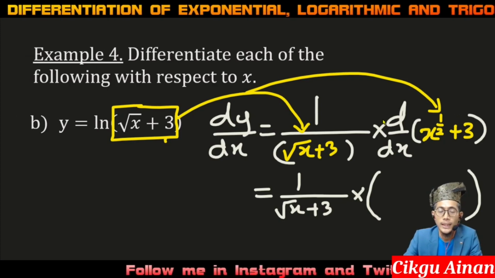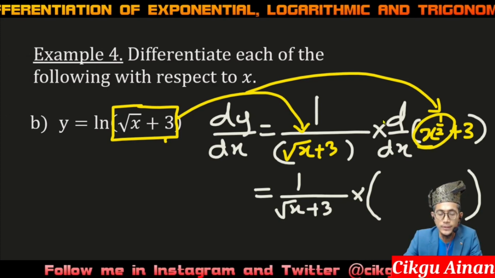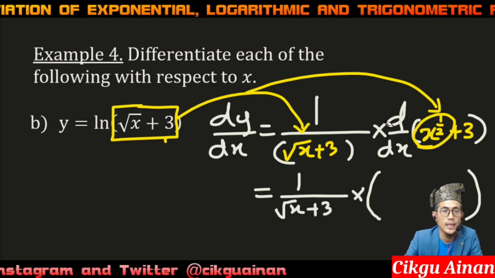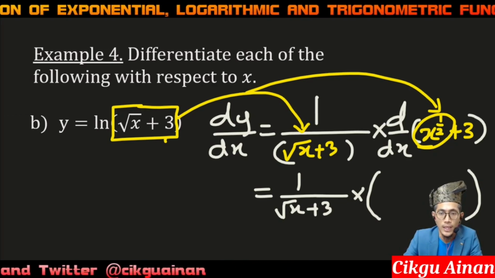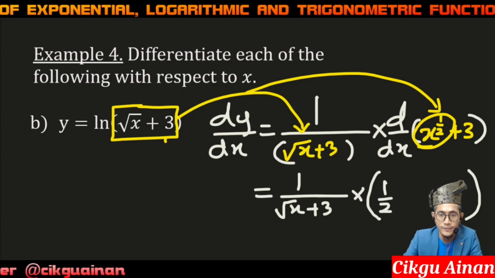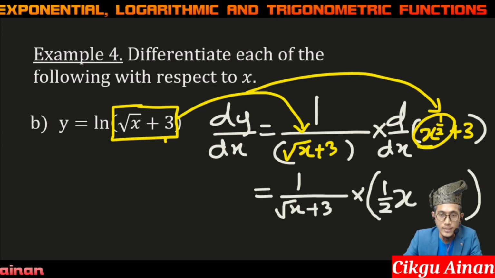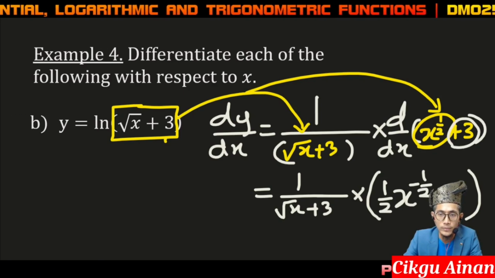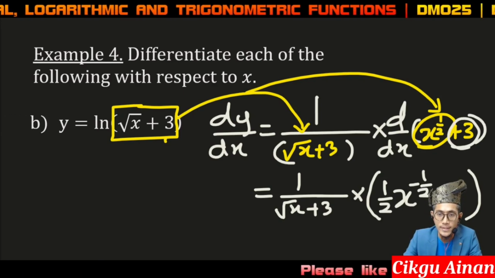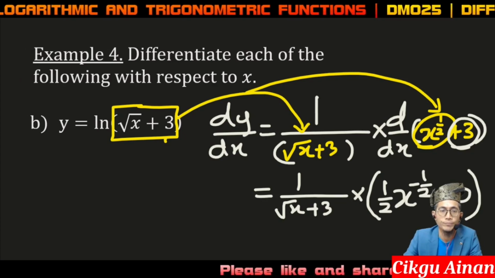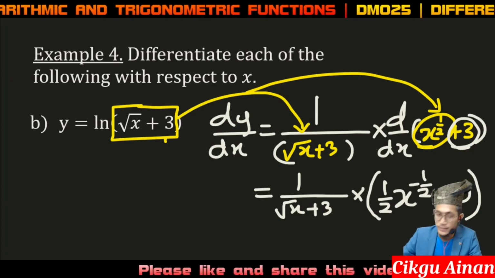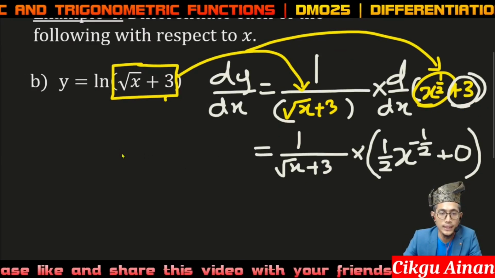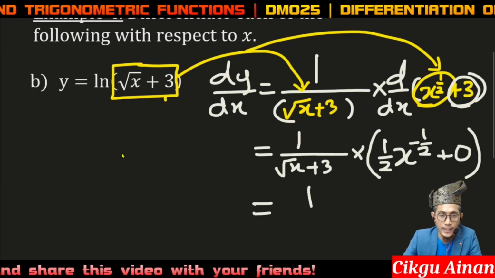Better. Now, we're going to differentiate this one first. How to differentiate x to the power of half? It is half, x to the power of minus half. And the differentiation of 3 with respect to x is 0. Now from here, we can proceed with the calculation and simplify.